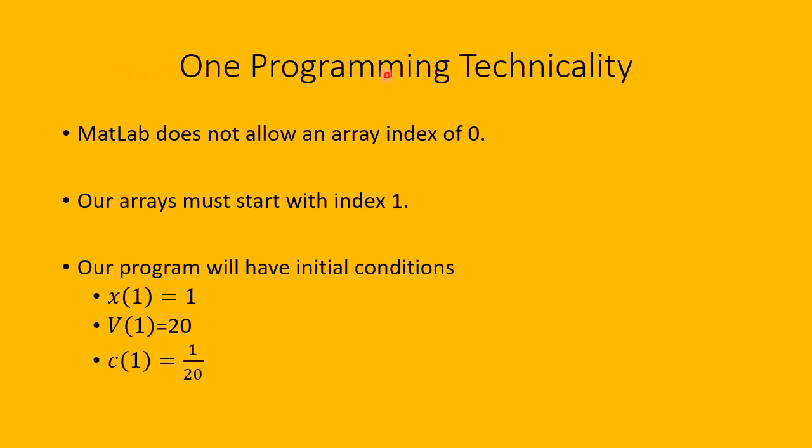We have to worry about one technicality in writing our program. MATLAB does not allow an array to have an index of 0. The arrays must start with index 1. So in our program, x sub 1 will be the initial amount of salt in the tank at time 0, v sub 1 the volume, c sub 1 the concentration at time 0 seconds. So the index of the array is 1 more than the actual time.